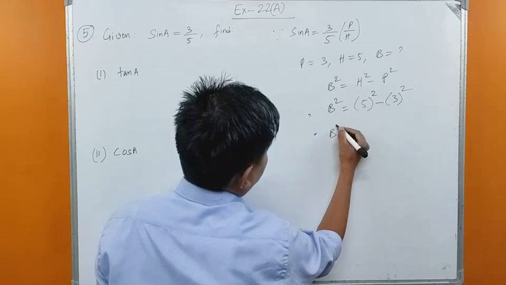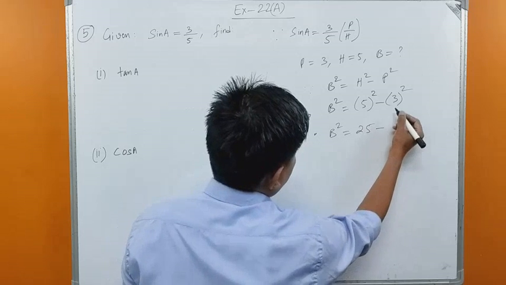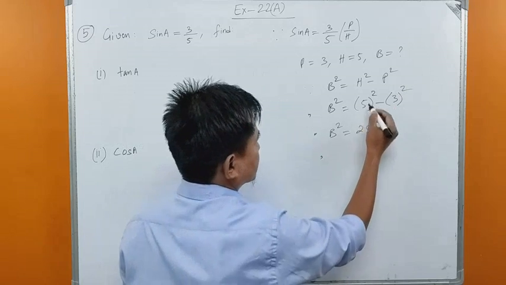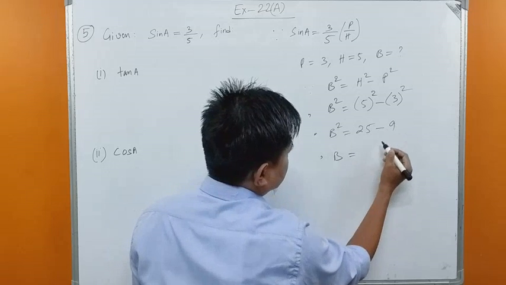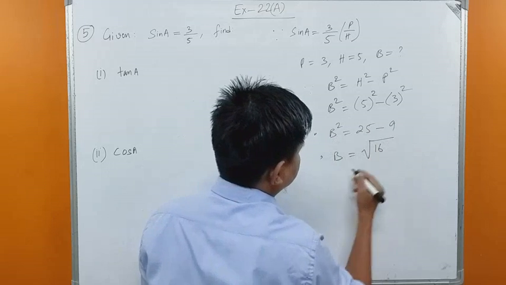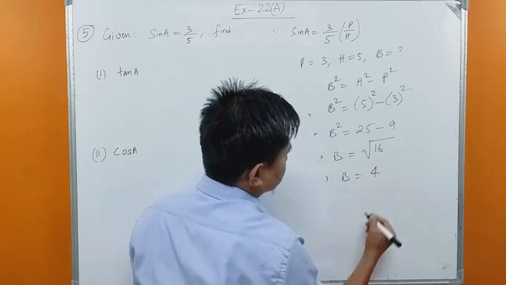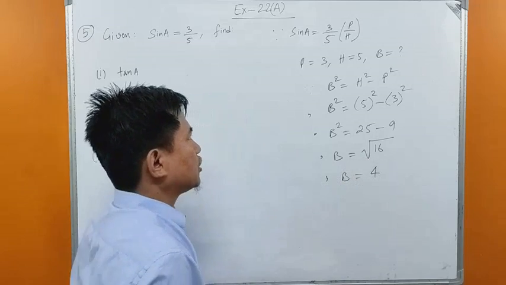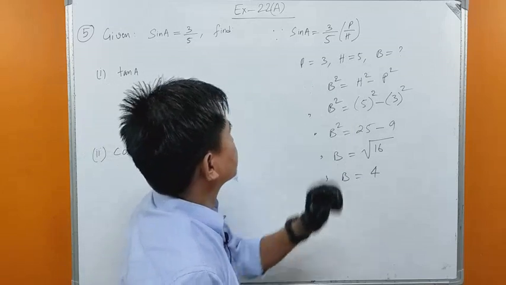Or b square equals to 5 square, 25, minus 3 square, 9. 3 3s are 9, isn't it? 5 5s are 25, 3 3s are 9. Or b square equals to 25 minus 9, is 16. Now the square, when we take to the right hand side, becomes root under. Or b equals to root under 16, means 4, isn't it? Because 4 into 4 gives us 16. So root under 16 is 4. So we have base 4, perpendicular 3 and hypotenuse 5.